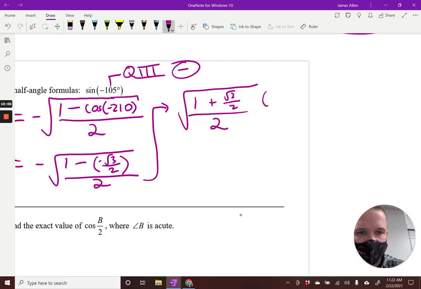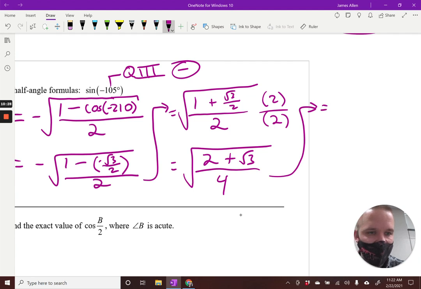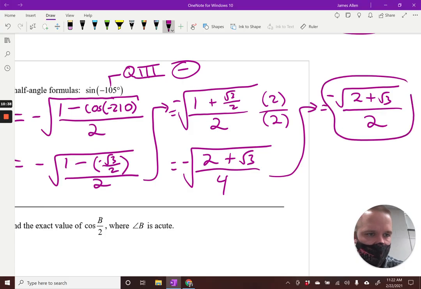And again, I'm going to multiply by that clever form of 1, 2 over 2, so I can get rid of that guy right there. I don't want fractions in fractions, right? So this gives me 2 plus root 3 all over 4. And I can square root 4 nicely to give me 2 plus the square root of 3 all over 2. I accidentally dropped a negative somewhere along the way. There we go. Beautiful.